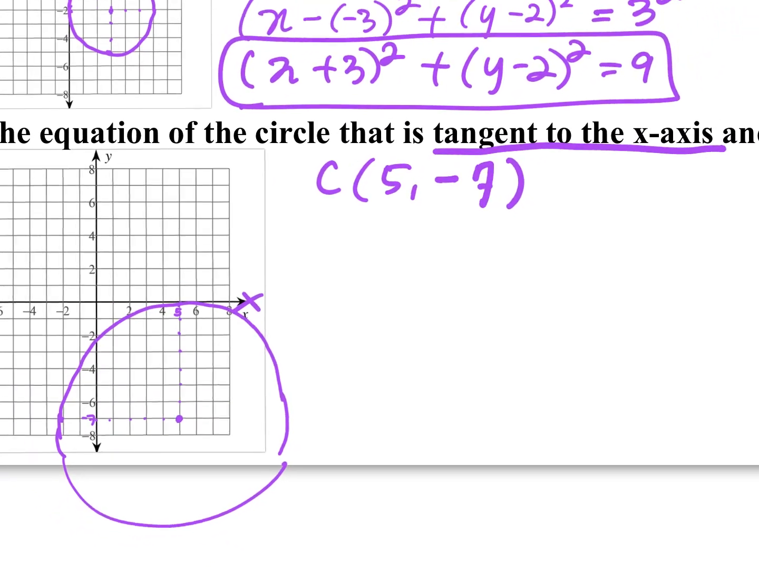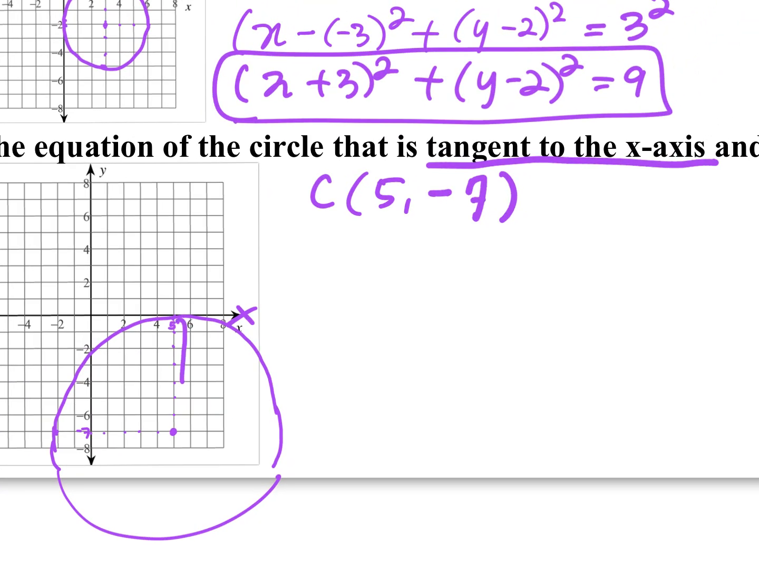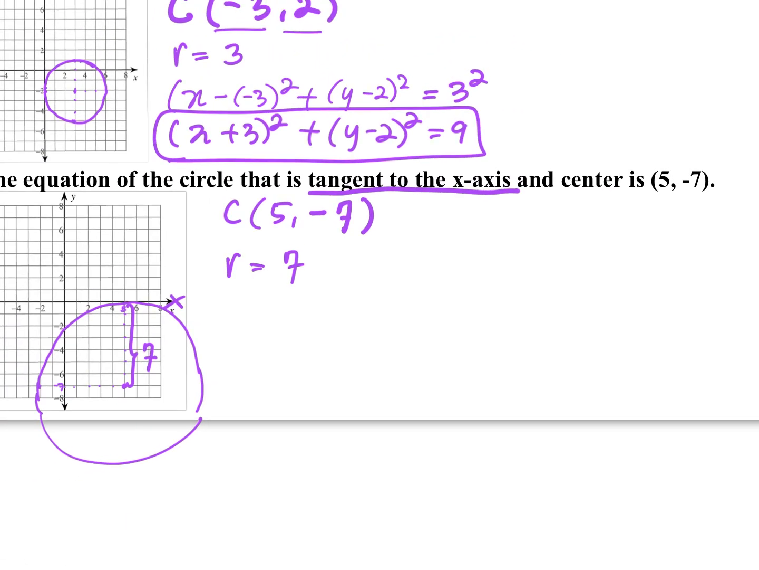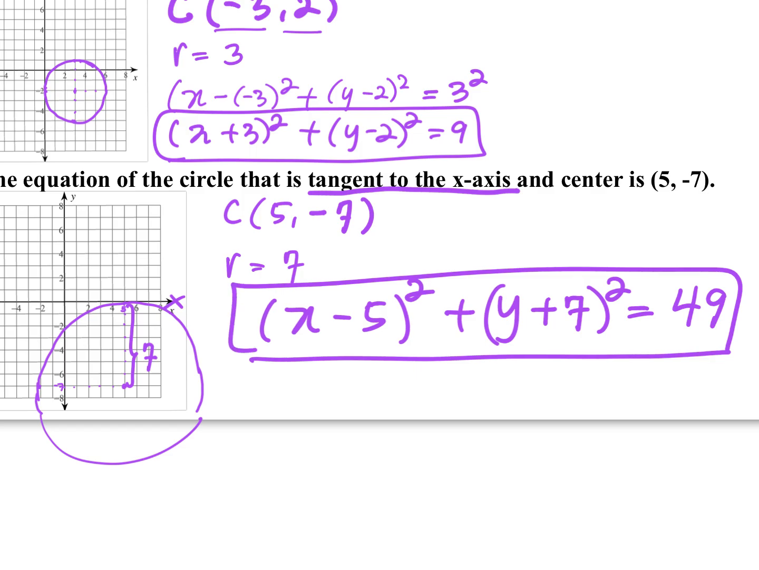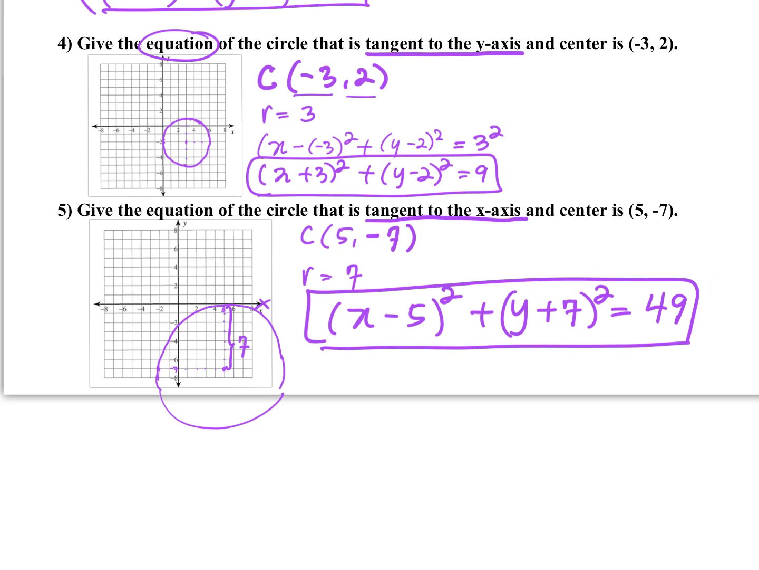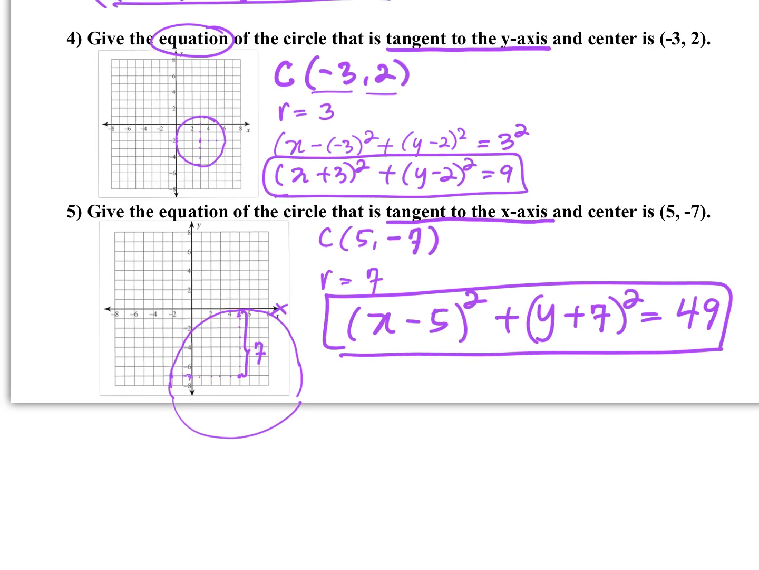Given that now the radius is actually equal to 7, so r is equal to 7, we can get the equation of the circle that is tangent to this x-axis. That's going to be (x minus 5) squared plus (y plus 7) squared equals 7 squared. 7 squared is 49, so I wrote it directly in there. So that is the equation of your circle that is tangent to the x-axis with the center 5, negative 7.